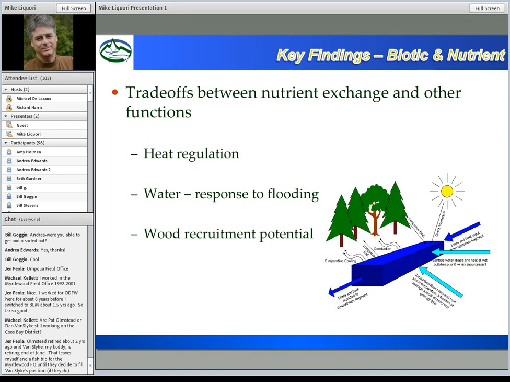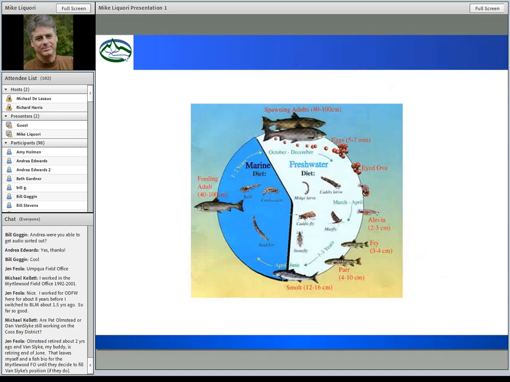There are also trade-offs between the nutrient exchange and thermal functions, both in terms of the shade trade-off, which I'll talk about here in a bit, the response to wood recruitment potential, and also the response of flooding and water risks that I won't go into too much today.